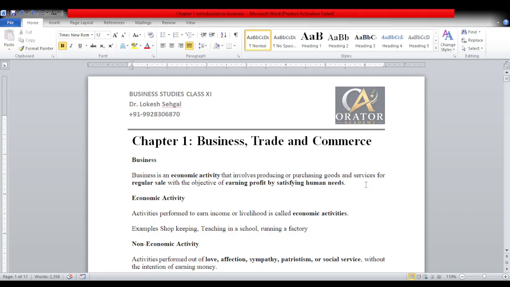Today we are going to start our business studies subject for class 11th, and we are studying from chapter 1, that is business, trade and commerce. Before starting this particular chapter, we are going to discuss each and every element of business studies and its related chapter in detail.